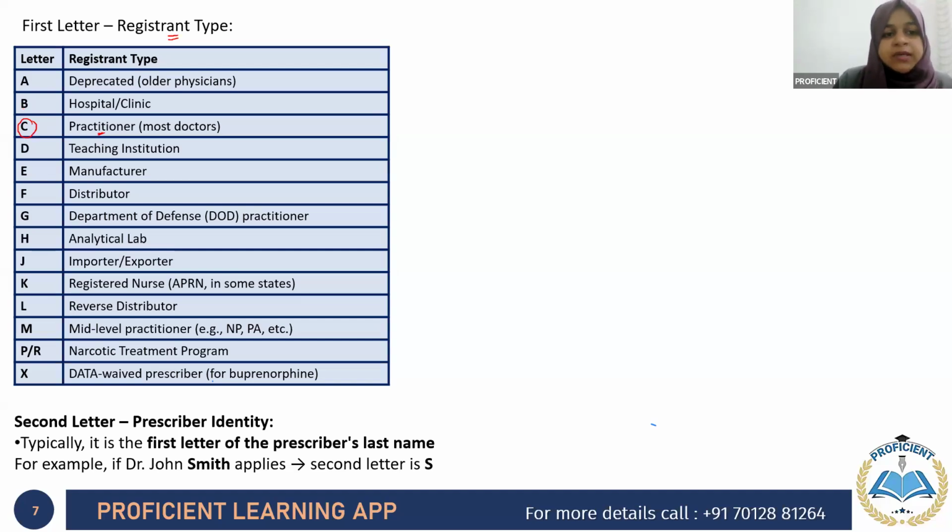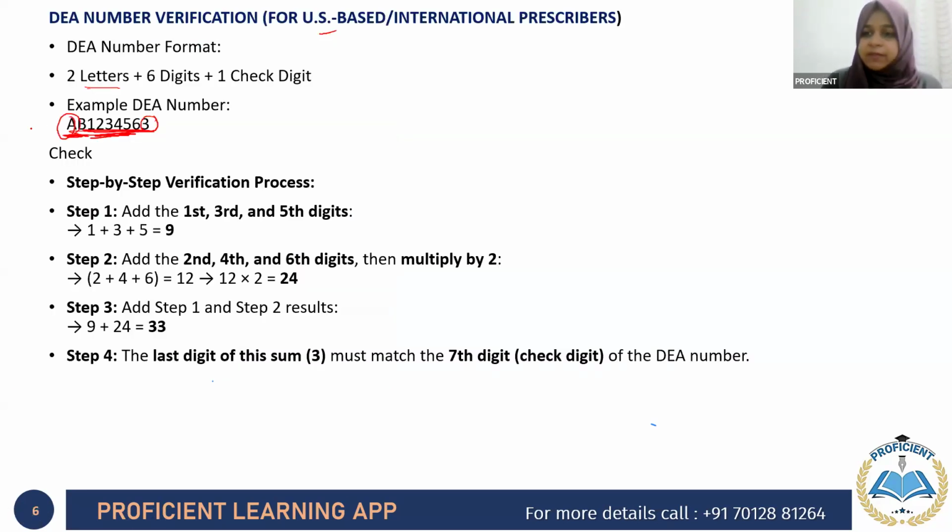Now, suppose somebody is in defense, practicing in the army, navy and so on. The doctors there will have G in front, so the first letter in their case will be G. If they are working in a teaching institution, like a medical college, then they will have D. So depending on what type of registration they have, they will have different letters. That is your first letter. Understood?